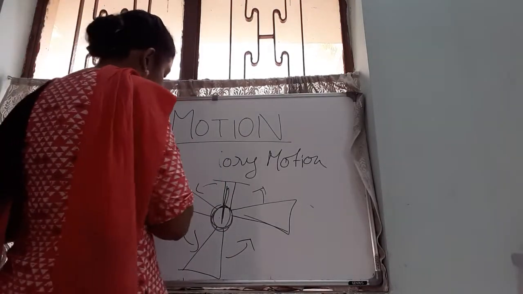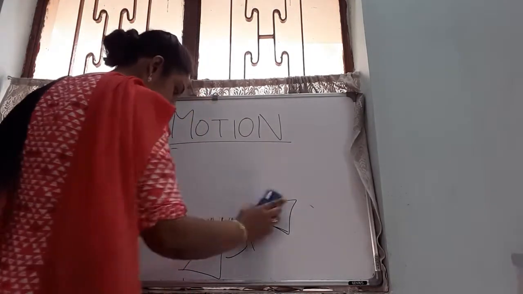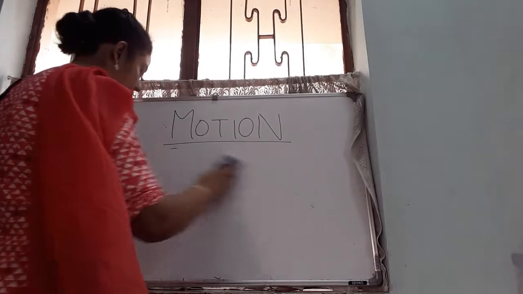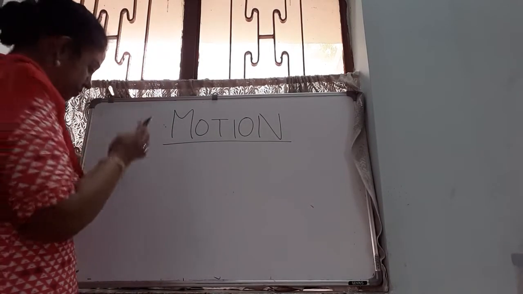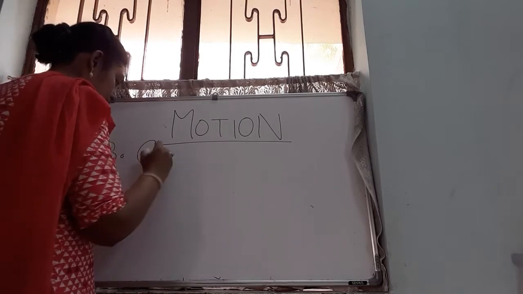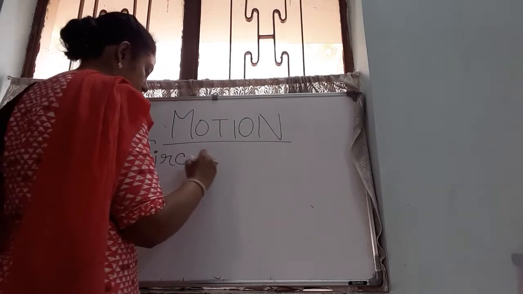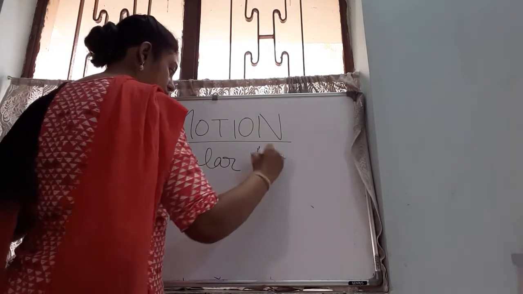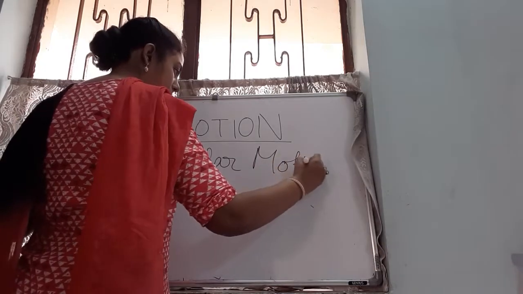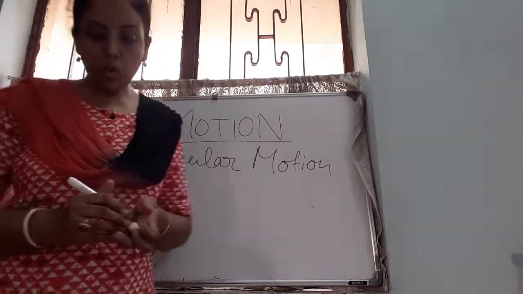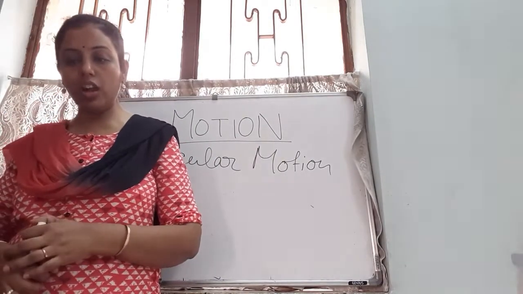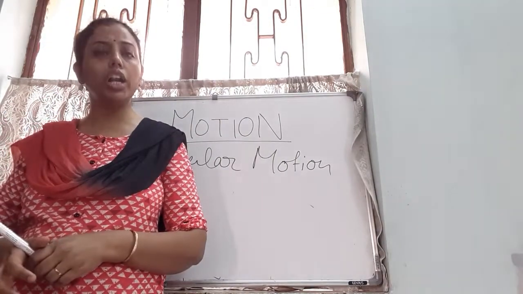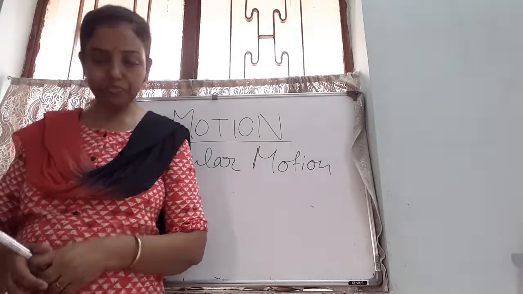Next one is circular motion. What is circular motion? The motion of a body along a circular path is called circular motion.